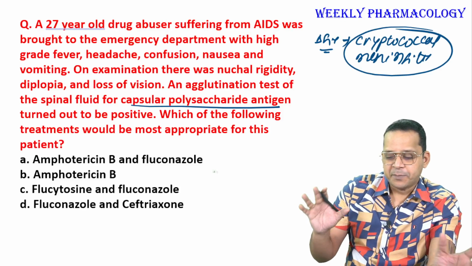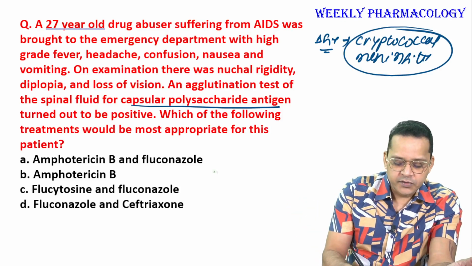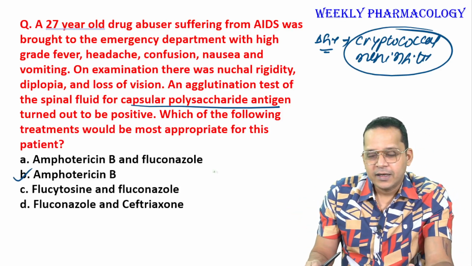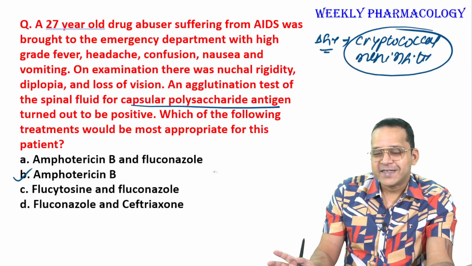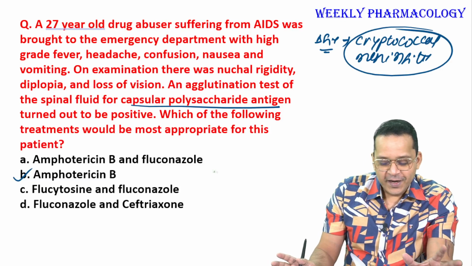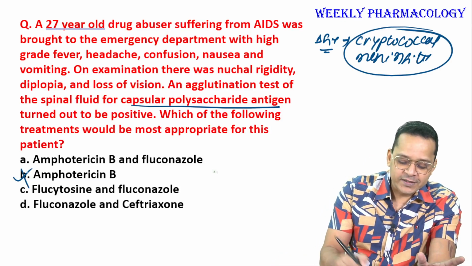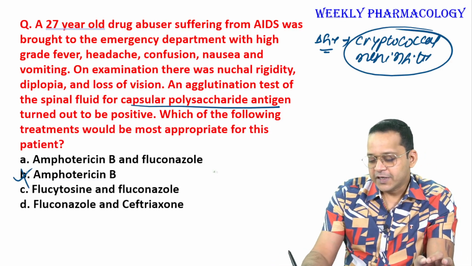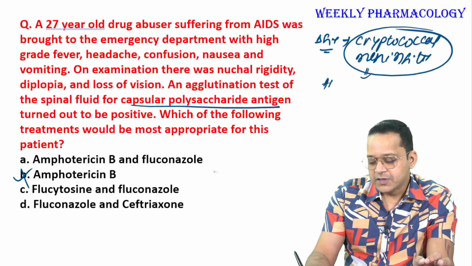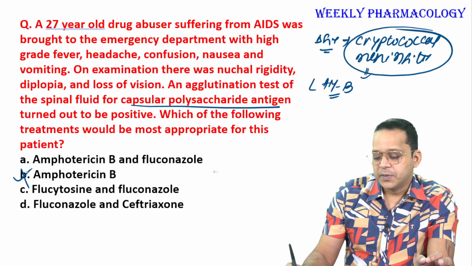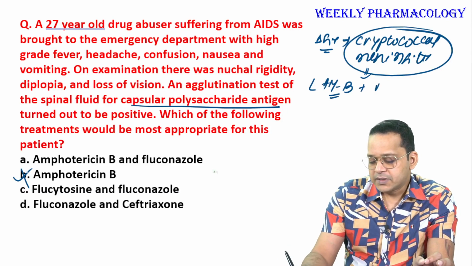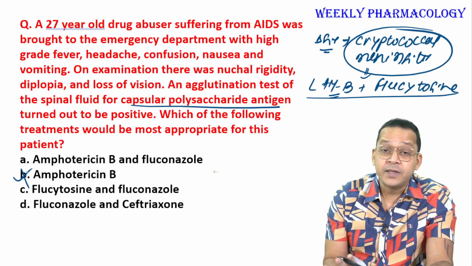All right. Cryptococcal meningitis, some of you guys might have jumped onto amphotericin B. It's an innocent answer, but it's not the right answer. Amphotericin B alone is not the right answer. Why? Let me tell you. In cryptococcal meningitis, the drug of choice is obviously amphotericin B or liposomal amphotericin B, but I must combine it with flucytosine. That is the best thing I can do. This should have been the best answer.